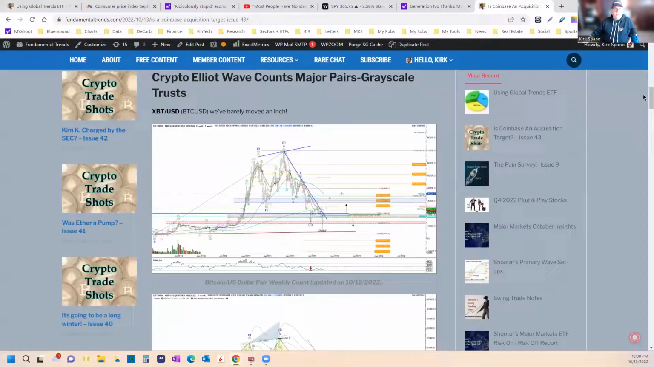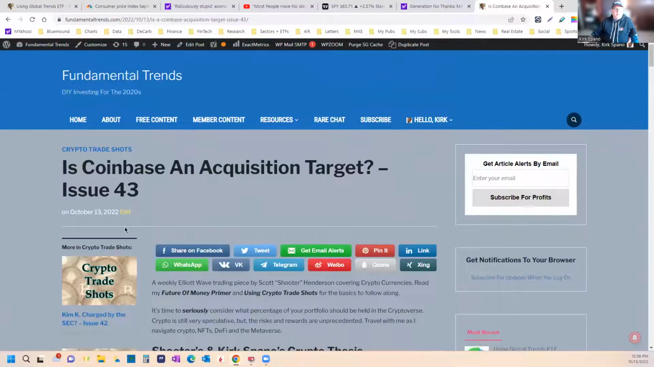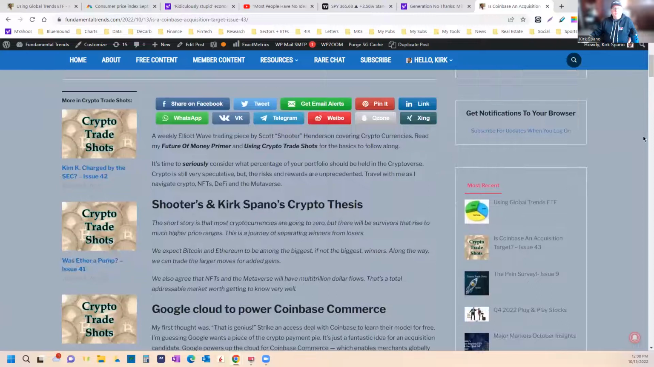But Coinbase, and I don't think that they're a takeover target. Coinbase, I believe, is going to be a pretty interesting company now that they have BlackRock behind them and some of the other things that they're doing. I don't think Google Cloud has anything to do with Coinbase getting bought out. I think that's just Google knowing that Coinbase is going to be around and they wanted the contract.